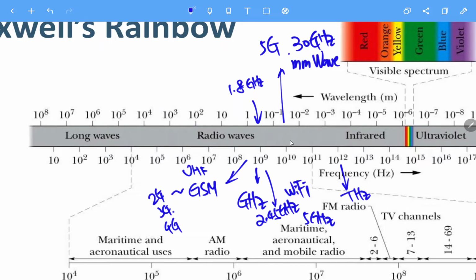So you can see here, 30 gigahertz is somewhere here. It is around 10 to the minus 2, or even here. So this wavelength is 10 to the minus third, which is millimeter. So this is roughly close to the millimeter scale, so we sometimes refer to it as the millimeter wave.